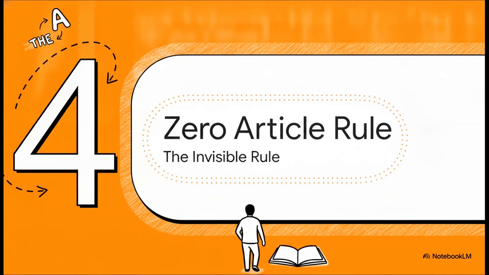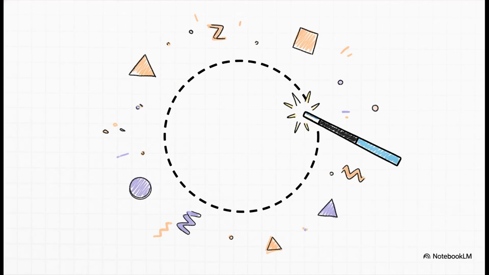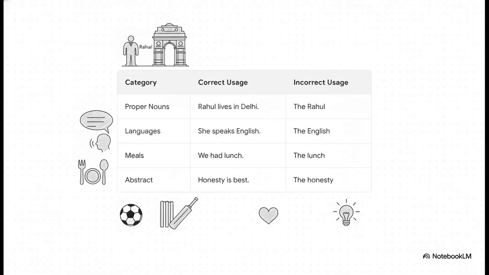Moving into part 4, the zero article rule, which is basically the invisible rule. So, it's time to shift our focus entirely. Because after all those heavy rules, sometimes the absolute best article to use is no article at all. This is our little grammatical palate cleanser. When we talk about the zero article, we literally mean leaving the space before the noun completely blank. No a, no an, no the.